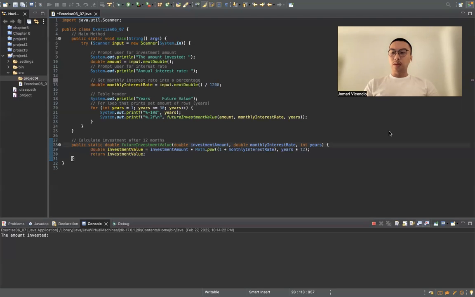And the interest rate and investment amount was something that we would prompt the user to enter. And so basically what we're creating is a calculator, just to put it simply.